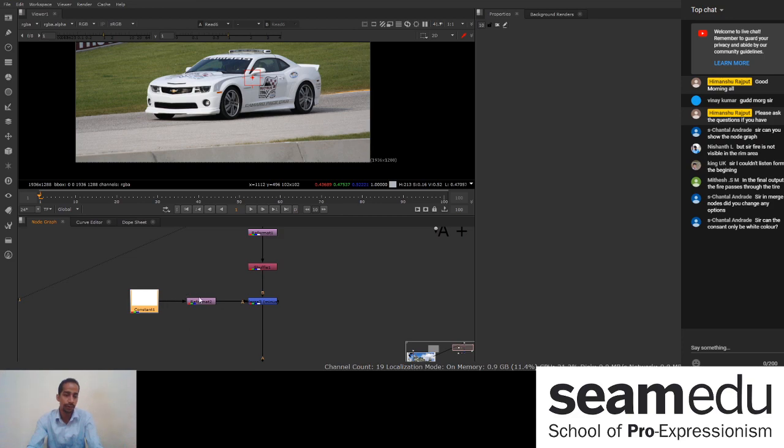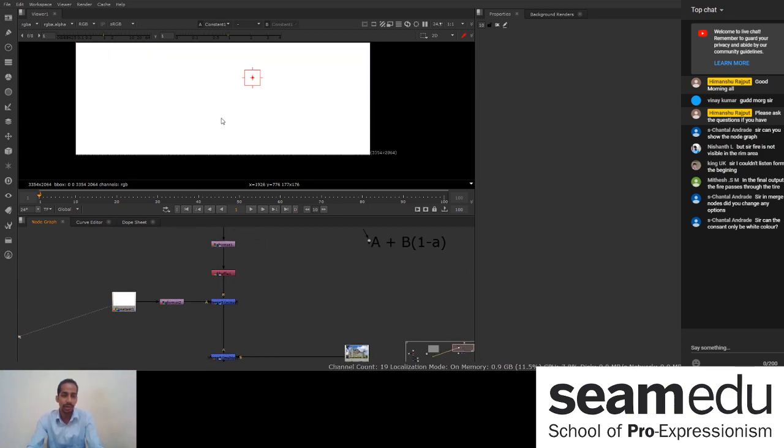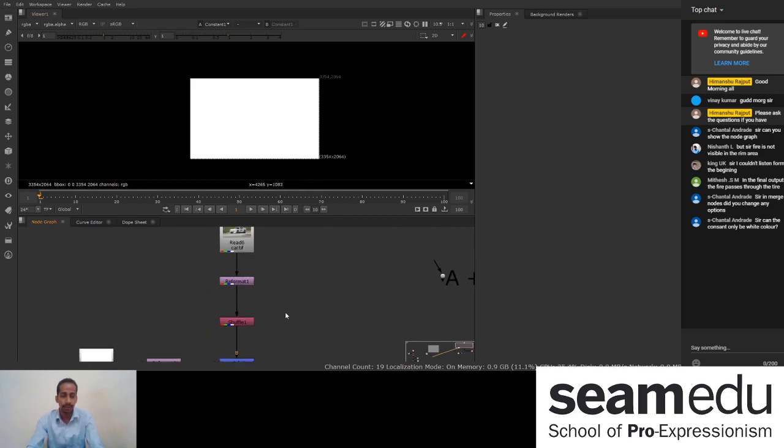You can make it in Photoshop and make sure you use solid 255 for all three RGB channels, and technically it will come as a constant only with white color. That's it. So you can try with both. All right, so let's come back.